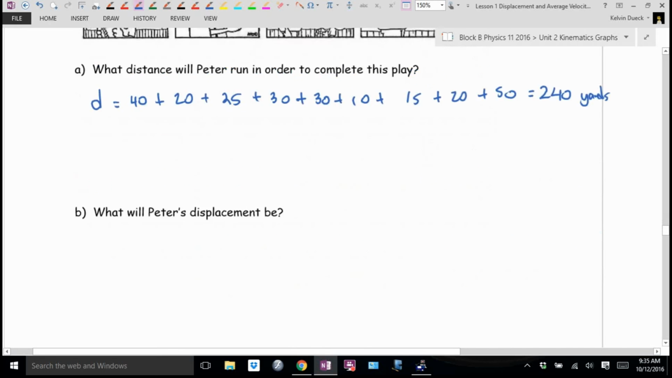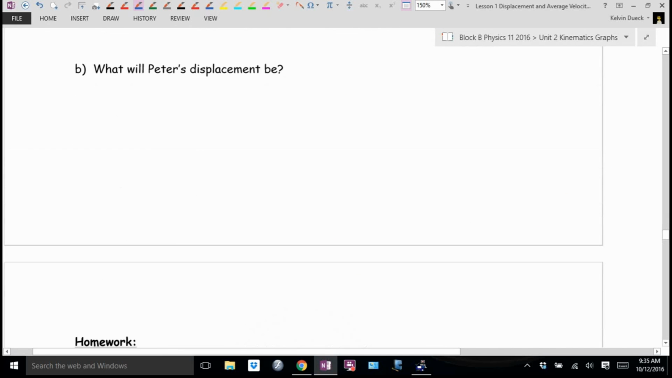And here's the trick question that we're going to finish the lesson off with. What will Peter's displacement be?